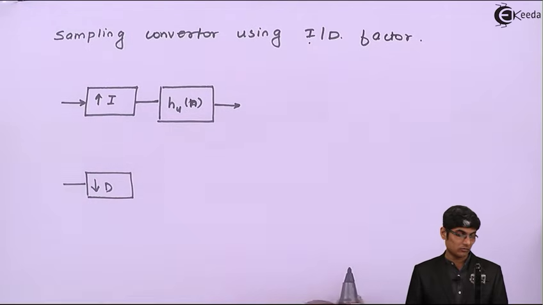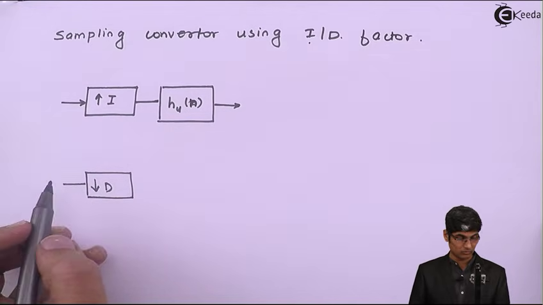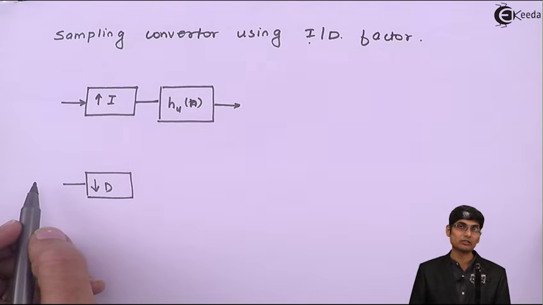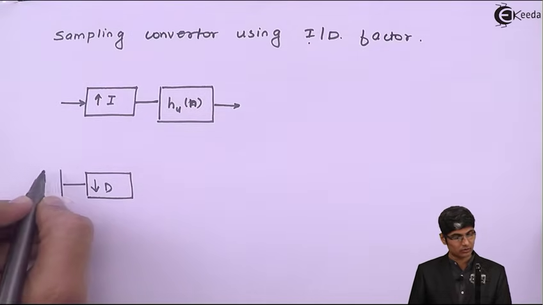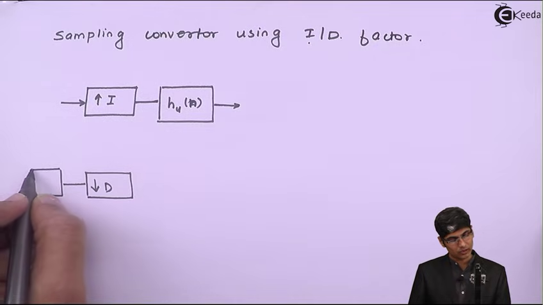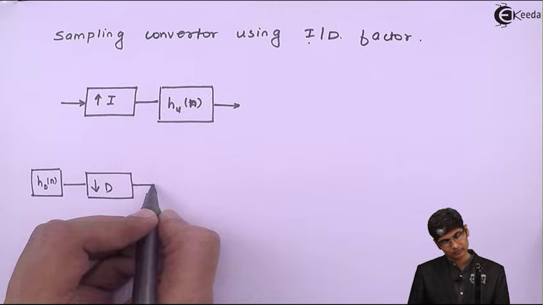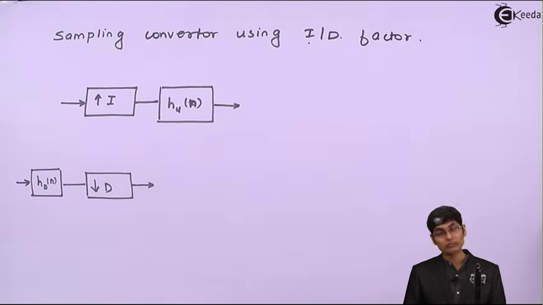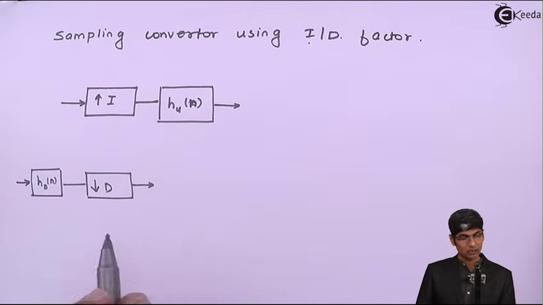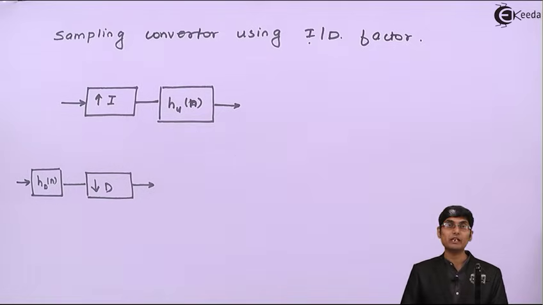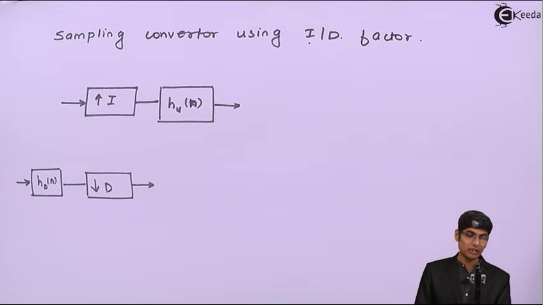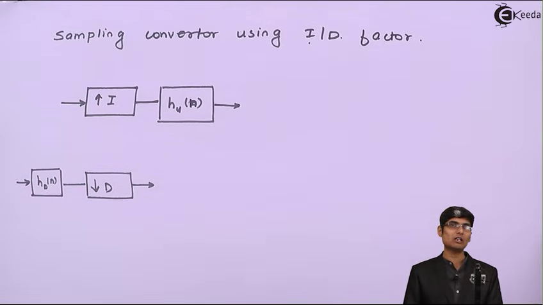And I have a decimator. But if I draw it like this, it is wrong, because there should be a filter before the downsampler. So I have a filter before this, which is, let's say, the downsampler. So I have a decimator and an interpolator, and we need to arrange the system such that it gives me a combined sampling rate conversion of I by D.